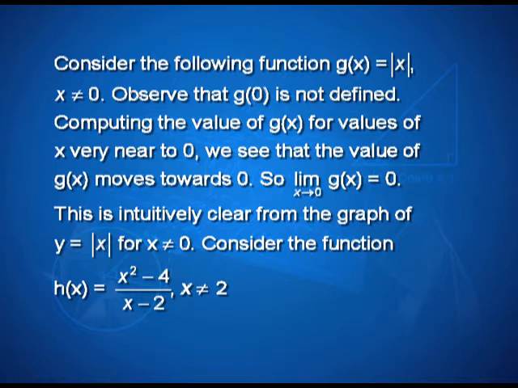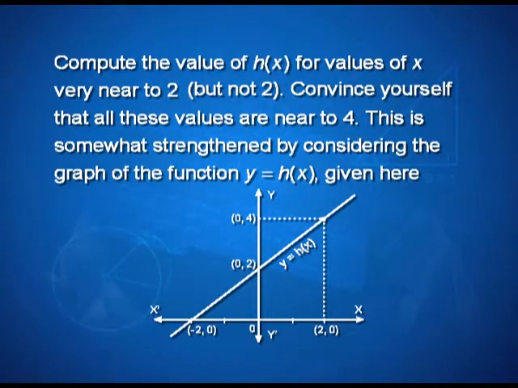Let us consider another function, h of x is equal to x square minus 4 upon x minus 2, where x is not equal to 2. Compute the value of h of x for values of x very near to 2, but not 2. Convince yourself that all these values are near 4. This is somewhat strengthened by considering the graph of the function y is equal to h of x given here. You can find the points (2, 0) and (0, 4) on the graph y is equal to h of x.